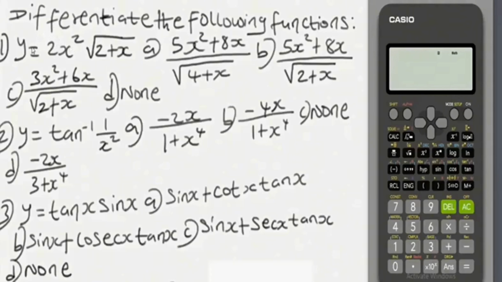Okay, so let's begin with question 1. It says the function y equals 2x square root of 2 plus x. We have to differentiate this function. Now the idea behind solving derivatives or differentiating using the Casio calculator like this one is to store a number and use that stored number to differentiate the question. At the same time, you use the stored number to simplify the options to get your answer. So let's experiment with this so that you understand it better.